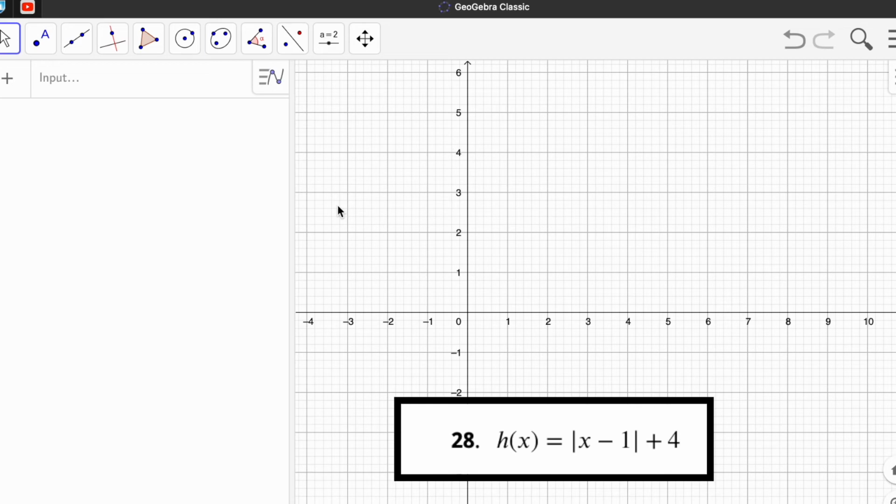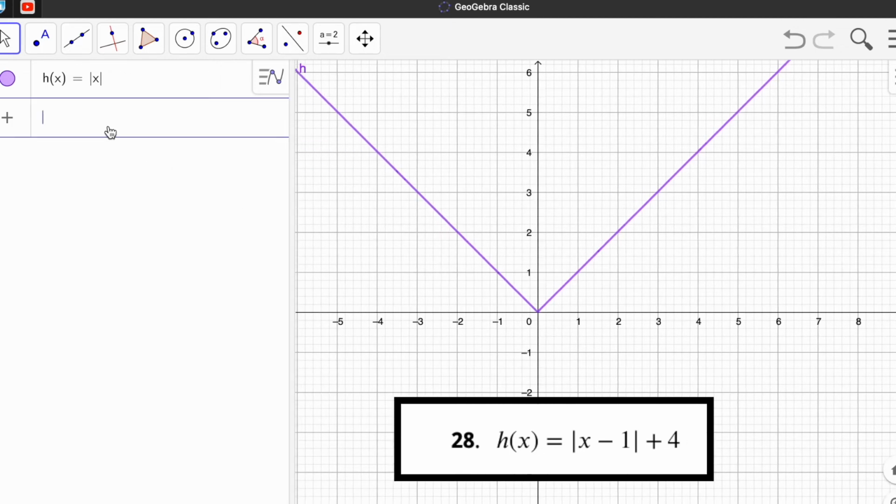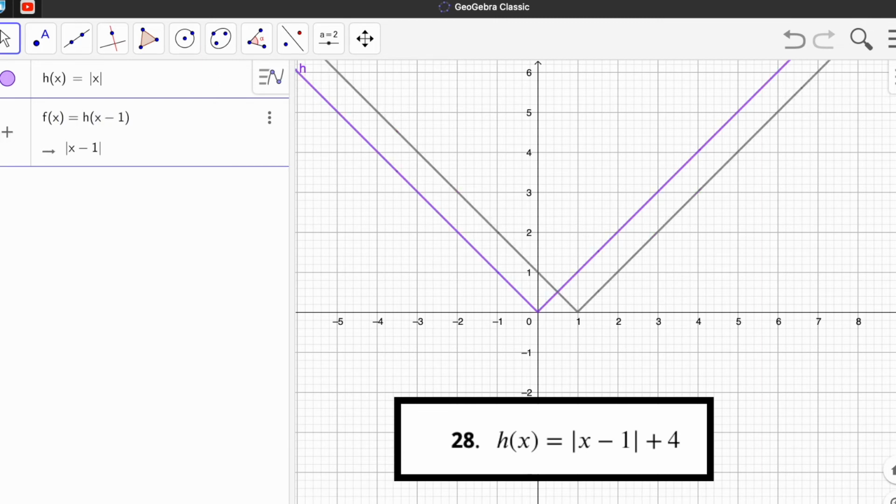So h of x, so we want to put in the base function. So what would be the base function? In this case, it would be just the absolute value of x, like that. Now what happens to the absolute value? Let me slide this over a little. All right, so if we look at it, the first thing that's going to happen, let's do the inside, is I'm going to subtract 1. So I'm going to make a new function, and I'm going to take the h of x minus 1, and you can see what it's done is it's moved it 1 unit to the right.